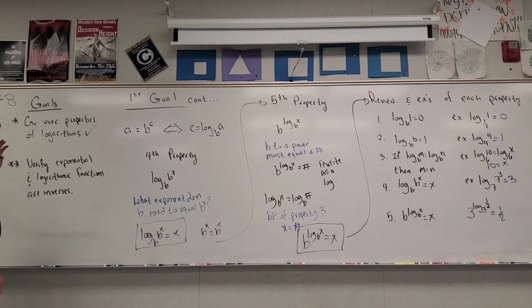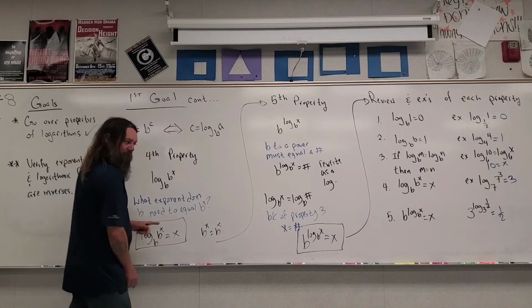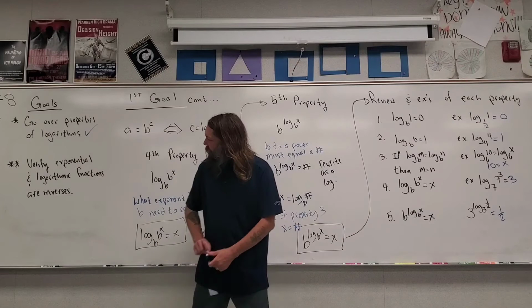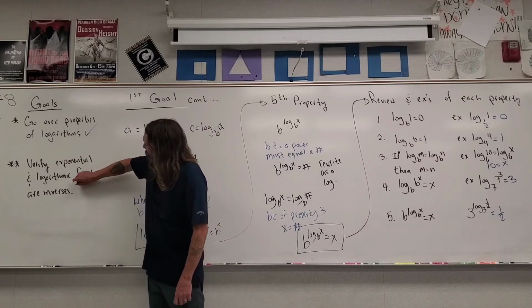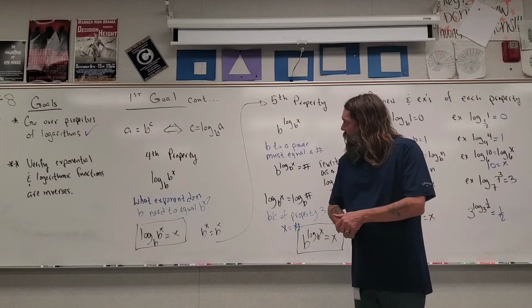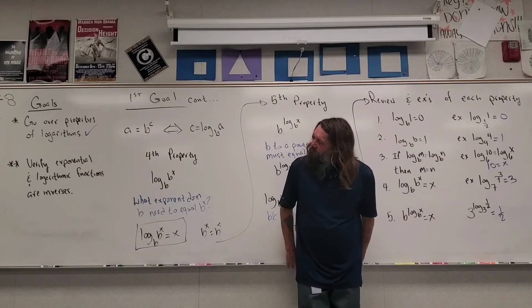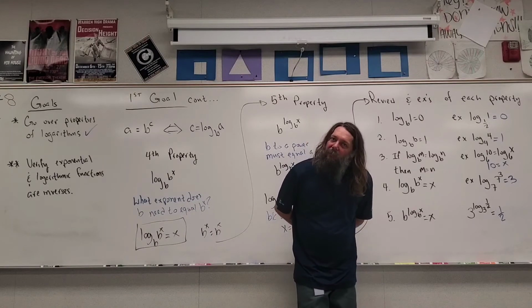And again, we need some properties of logarithms, mainly 4 and 5, to verify that exponential and its logarithmic functions are inverses. So I'm going to go ahead and clean all this up, set up the second goal. We'll do some review of what it means to be inverses, and I'll be back.